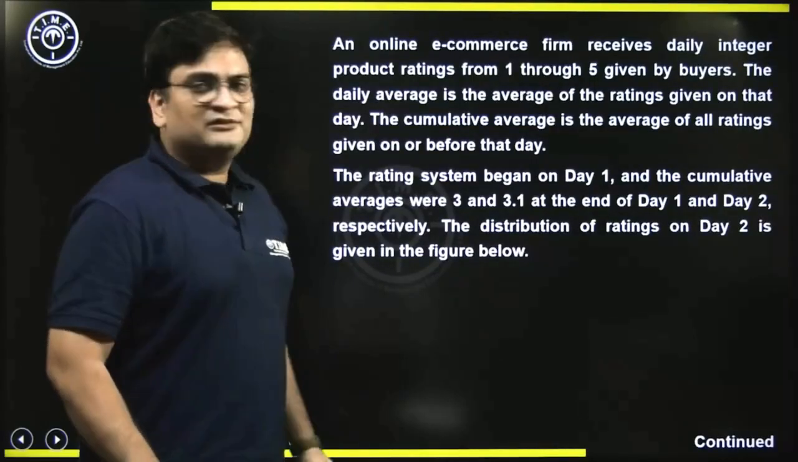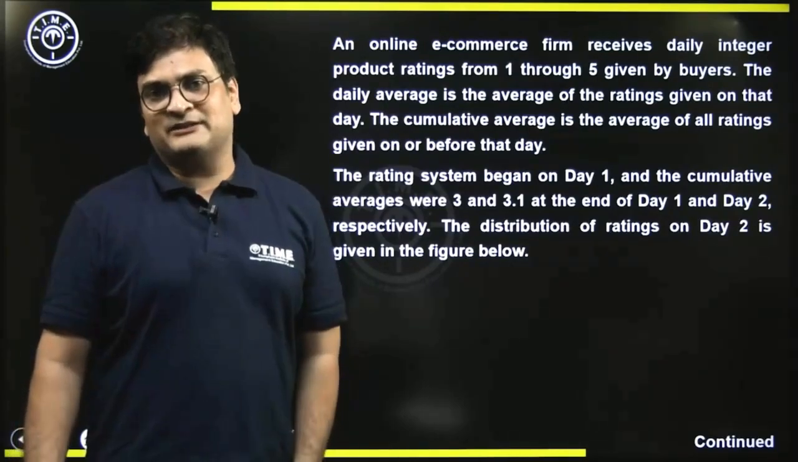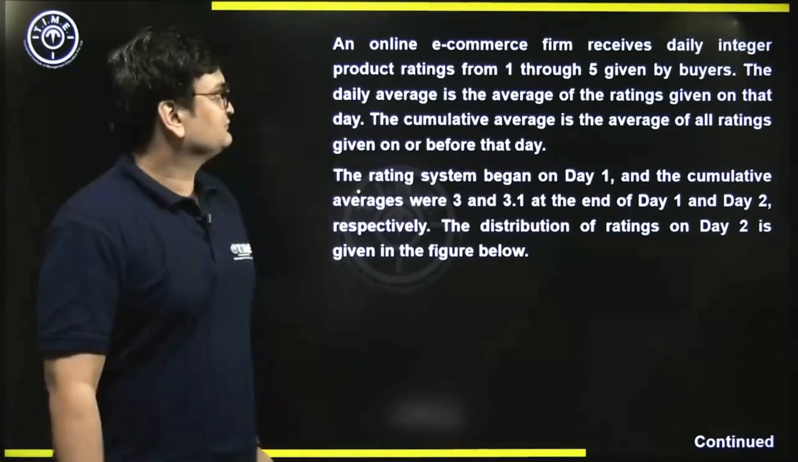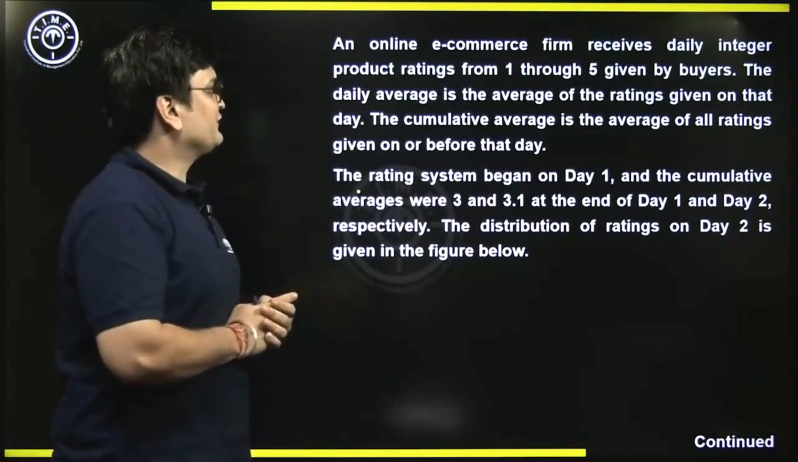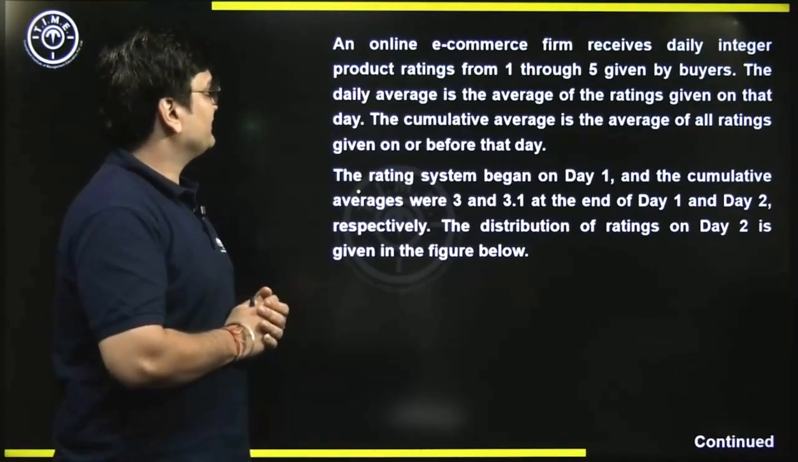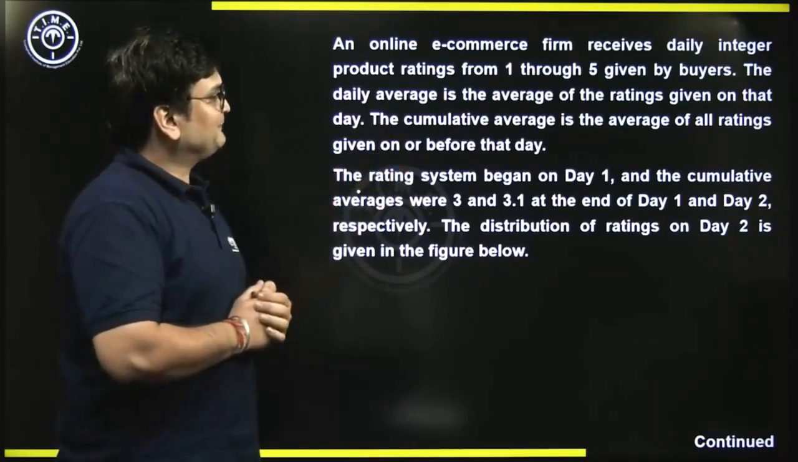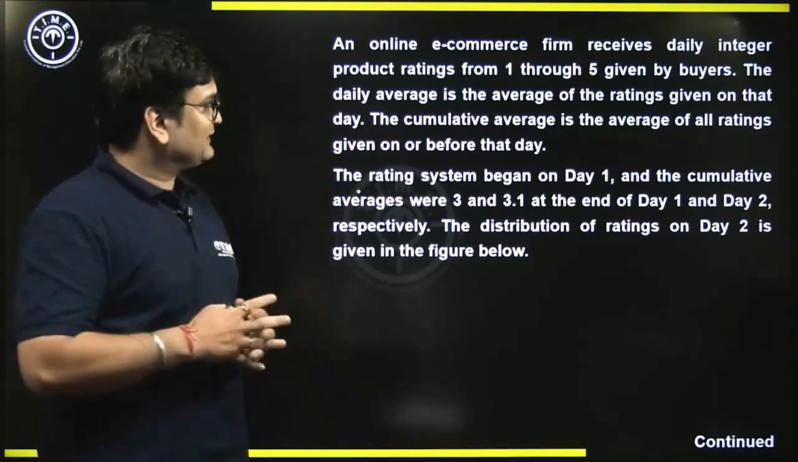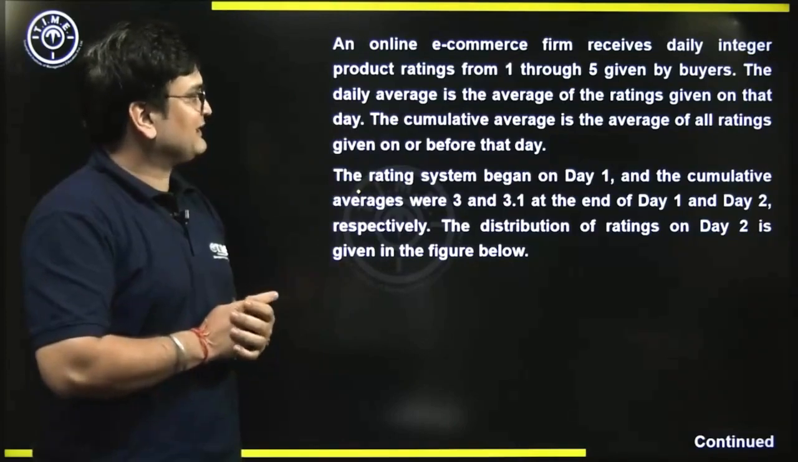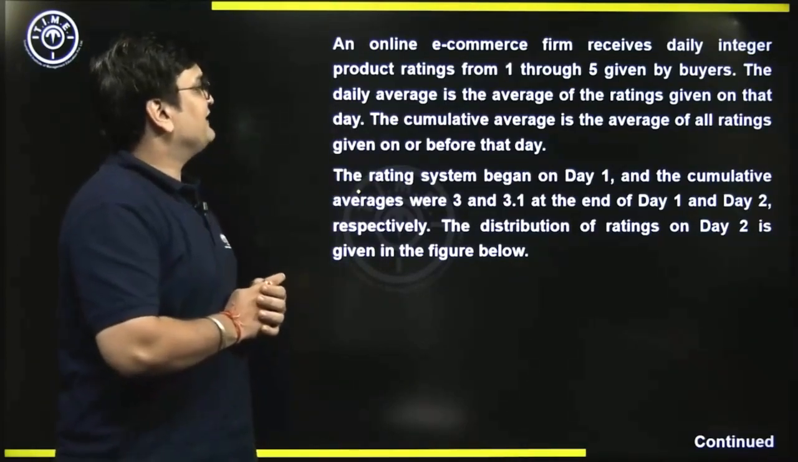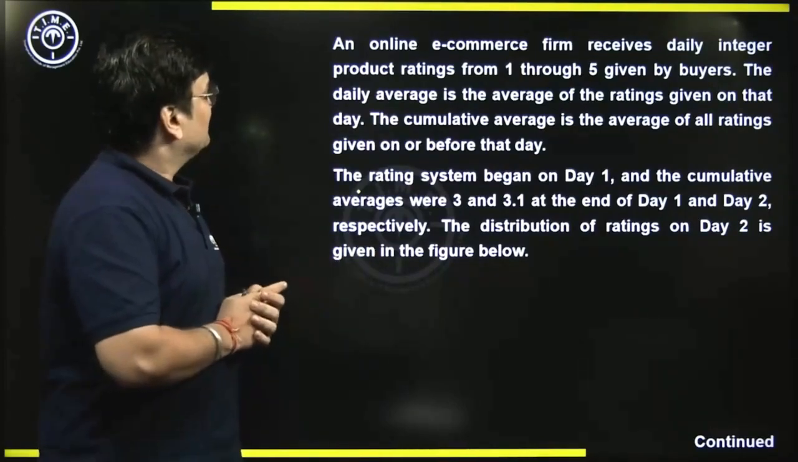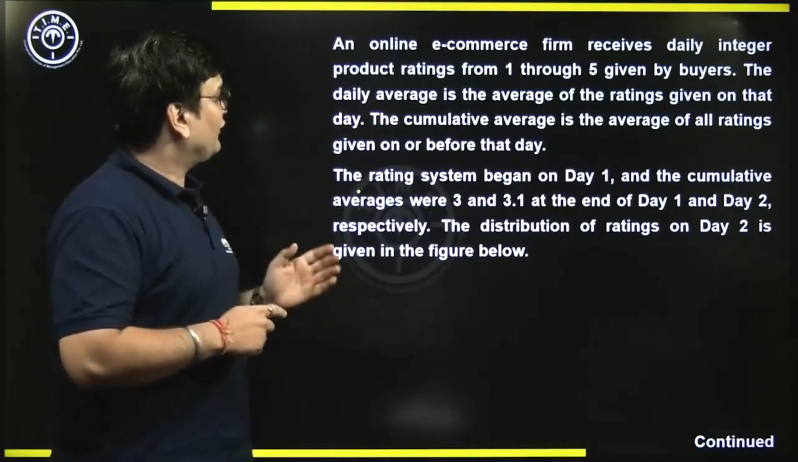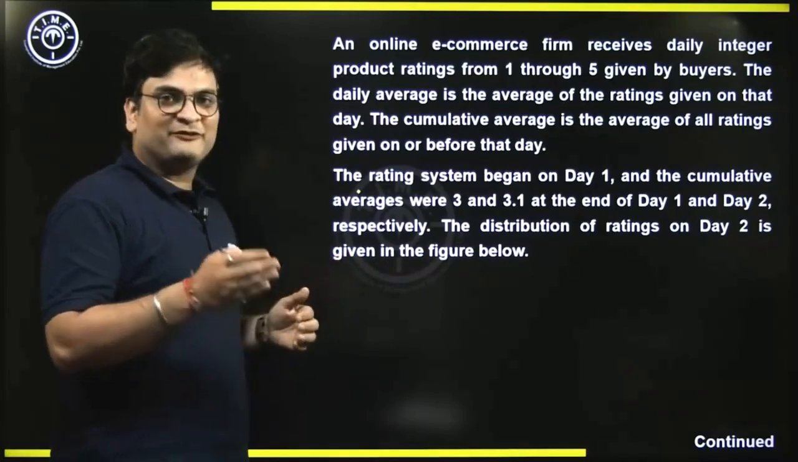Now let us move on to the last set that we have in this particular paper. Let us go for the next set. An online e-commerce firm receives daily integer product ratings from 1 through 5. So 1, 2, 3, 4 and 5 are the ratings that the buyers can give. The daily average is the average of ratings given on a particular day. The cumulative average is the average of all the ratings given on or before that day.